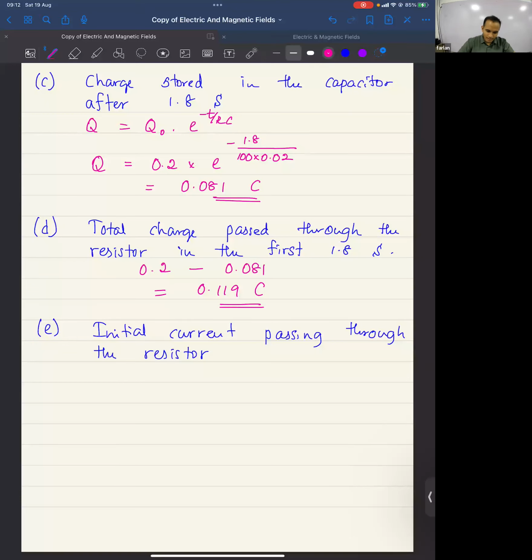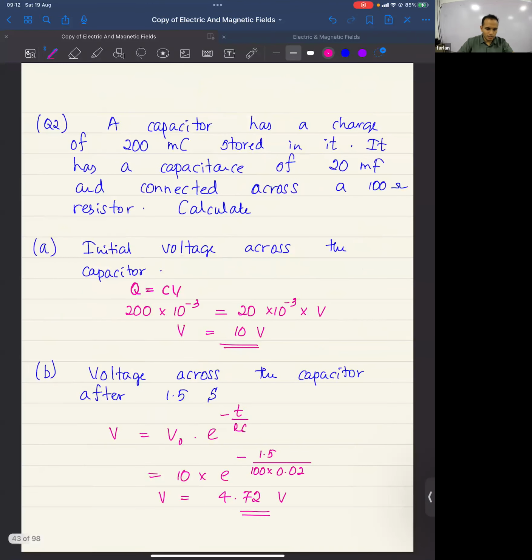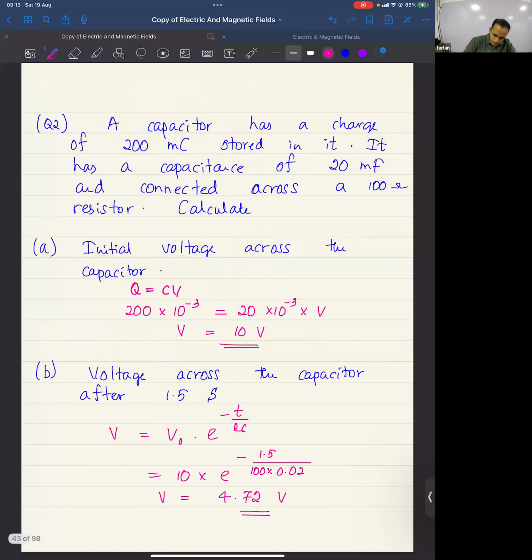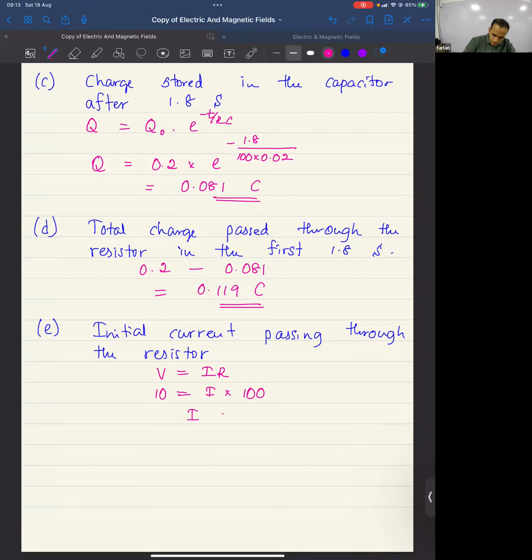Right. There's part E. Initial current passing through the resistor. So for the initial current passing through the resistor, I will use V equals IR for the initial stage. What is the initial voltage across the capacitor? 10 volts. The initial voltage that is supplied to the resistor is 10 volts. And equals I into what is the resistance? Resistance is 100 ohms. So I equals 10 over 100, which is 0.1 ampere. This is the initial current. Agree?